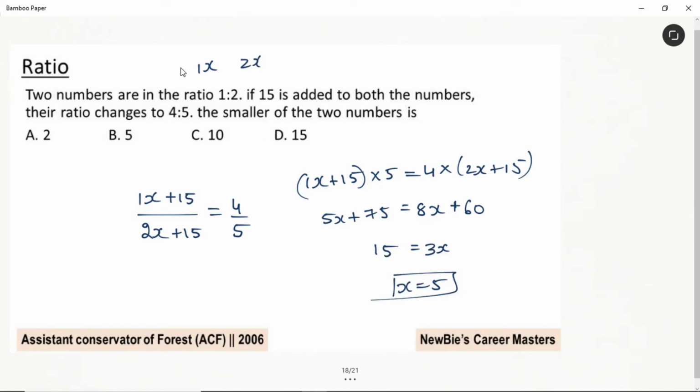Then what are the numbers? 1 into 5, 5. 2 into 5, 10. These are the two numbers. They're asking for the smaller of the two numbers, that is 5. Option B is the answer.